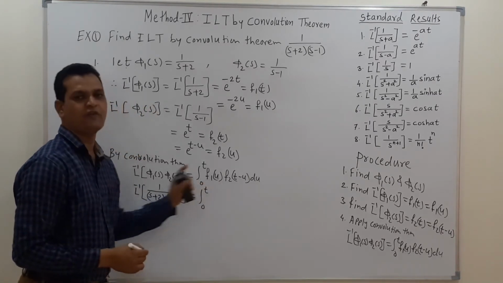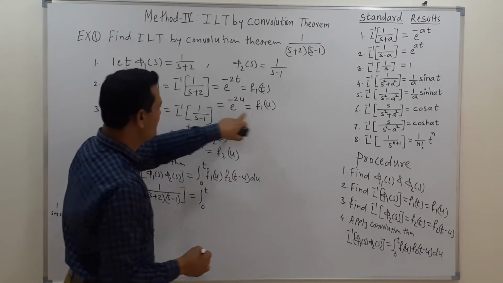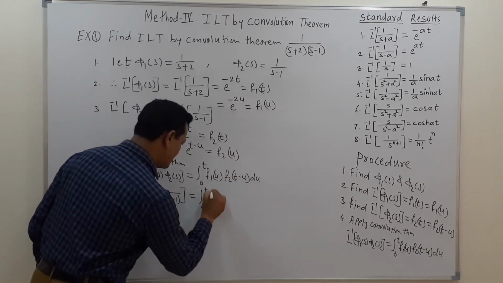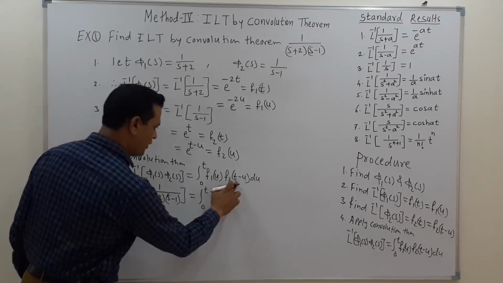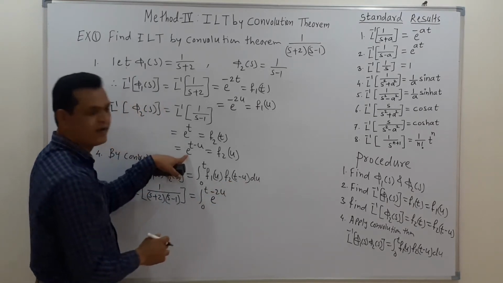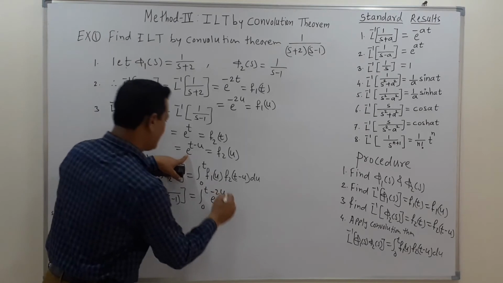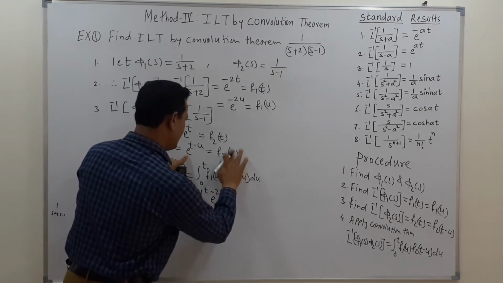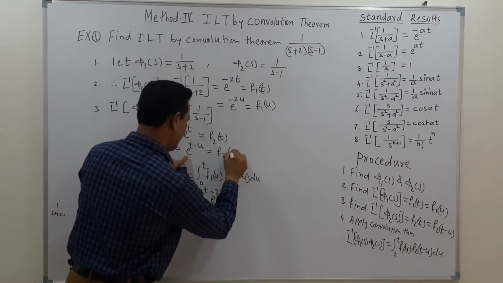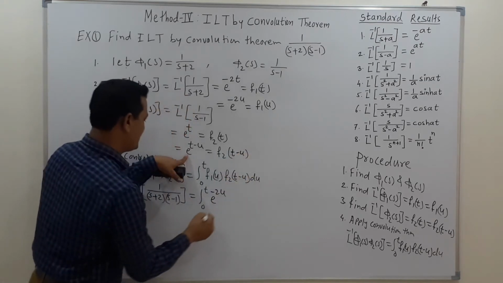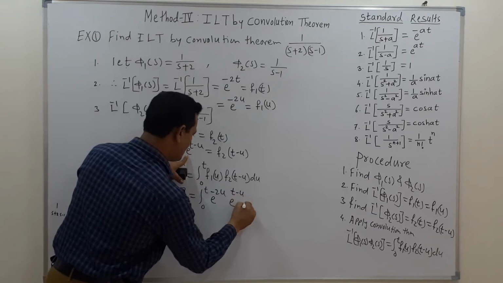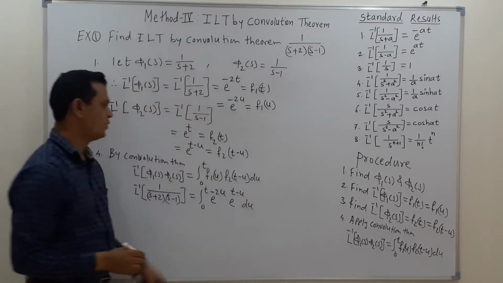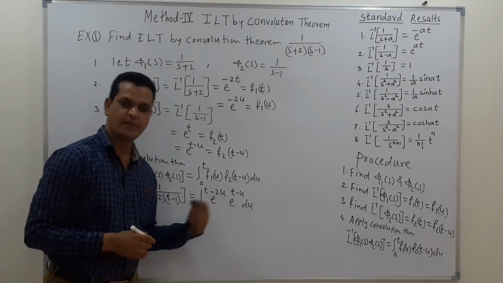So put the value of f1 of u. Now f1 of u, its value is e raised to minus 2u. Now put the value of f2 of t minus u. So this is f2 of t minus u. Now we can write this as e raised to t minus u, then du. So friends, here we get integration.